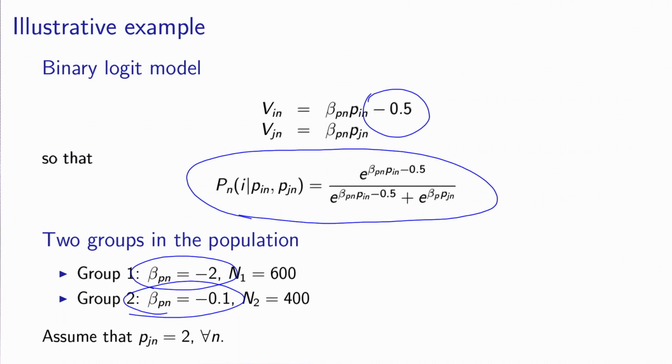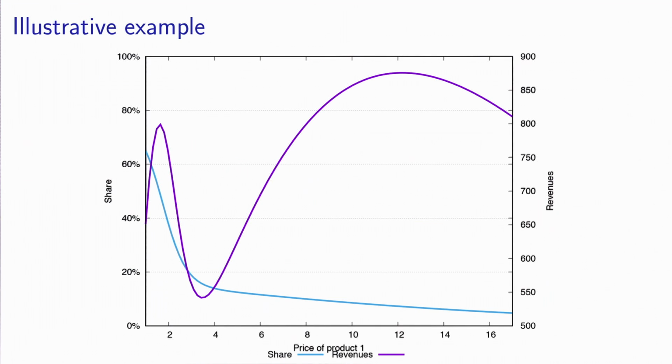And to complete our example, we will assume that the competitive item J is sold at a price of 2. So now the question is, at what price should I sell my product I so that I will maximize my revenue? In order to understand the complexity of this revenue maximization problem, let's look at the following chart.